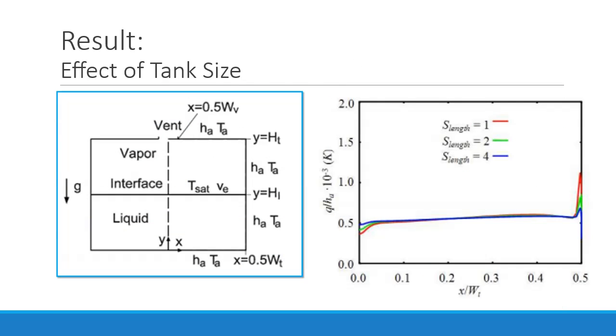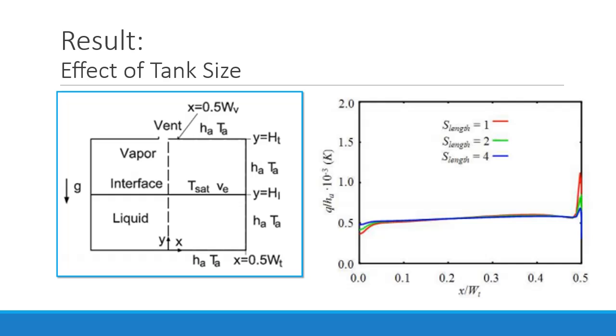For the next section, analysis will be conducted with various tank sizes. S length means the ratio covering the width and height. For instance, S length 2 means the width and height become twice as big as the initial size. The simulation uses three different values of S length: 1, 2, and 4. We could see very similar results as well from the graph. The lines coincide with each other.